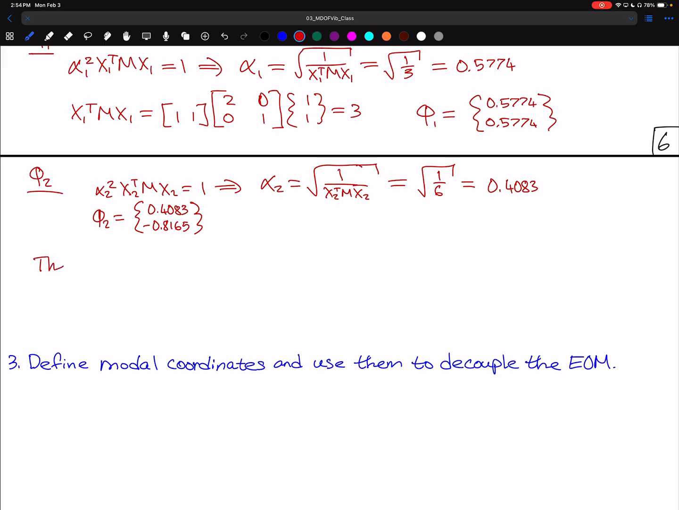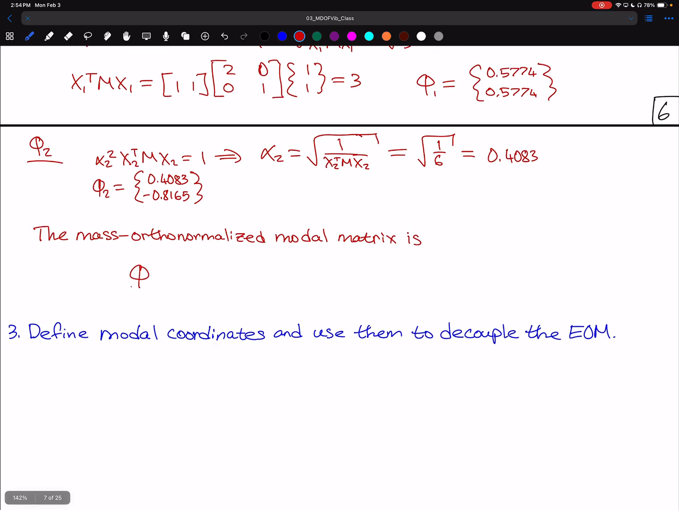And then we can form the mass orthonormalized modal matrix, which is going to be capital Phi equal to the matrix 0.5774 and 0.5774. That's our first mode shape, and then 0.4083 and minus 0.8165.